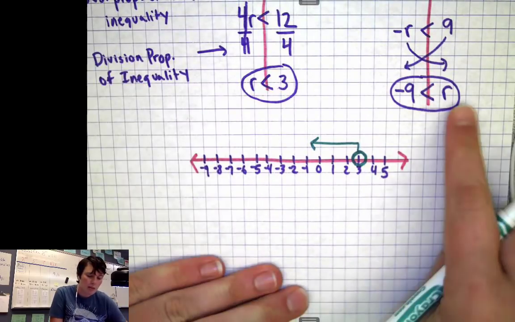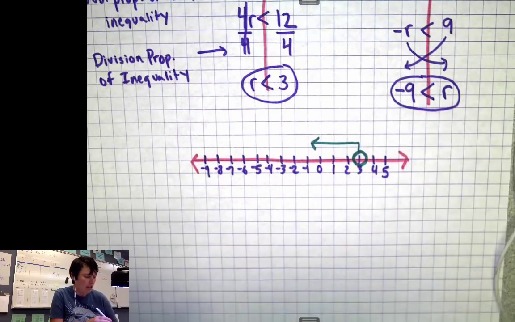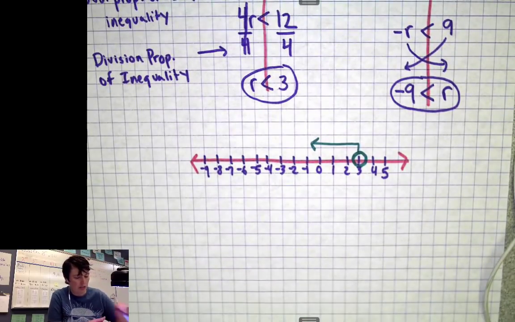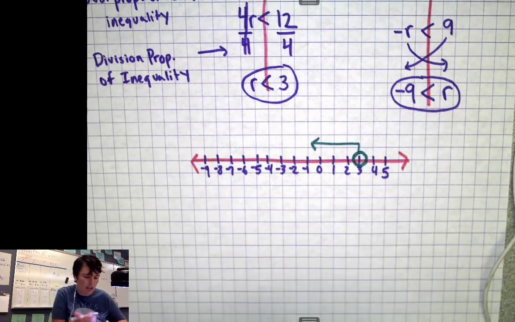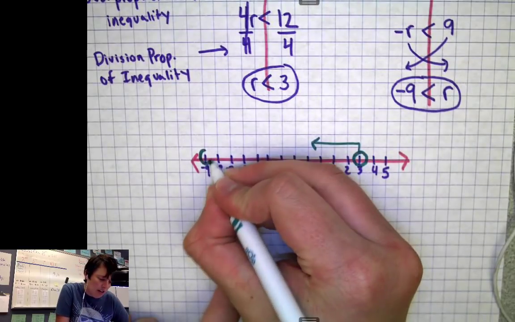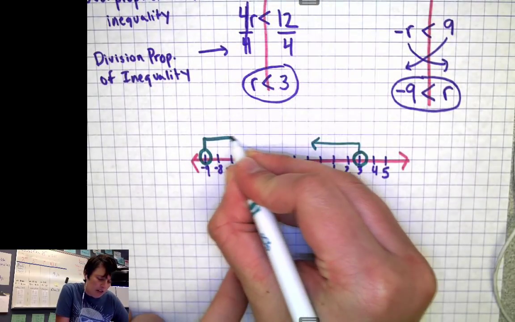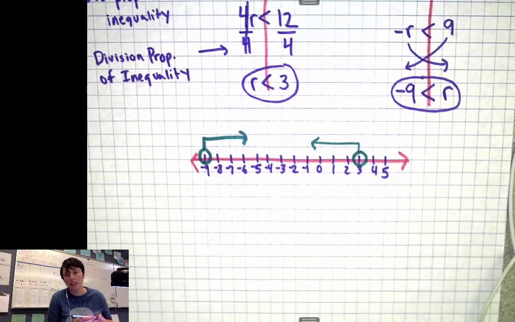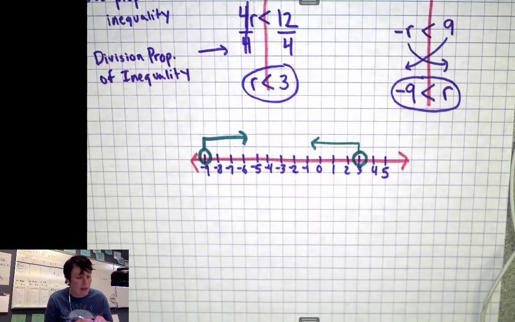And then on the other side, we have r is greater than negative 9. So I'm going to switch colors. Actually, I'll use the same color. R is greater than negative 9. So here's negative 9. Here is the greater than direction going to the right. No equal sign, so I'm going to leave it empty as well.